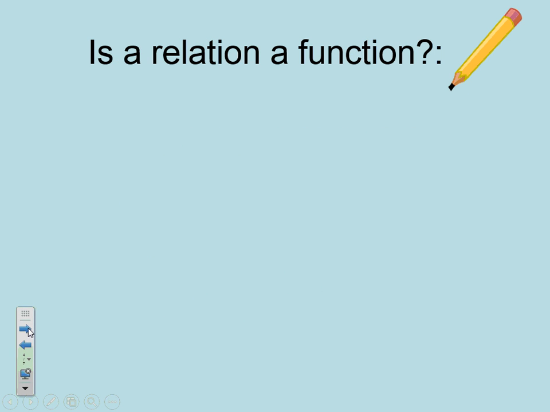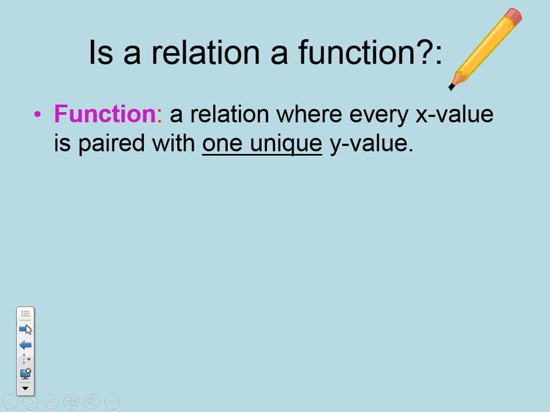So the next thing we need to remember is this whole idea of functions. Functions, we use that word quite a bit. What does that really mean? A function is a relation, so it's one of those x-y relationships where every x is paired with one unique y value. This is very important. We've been talking about linear functions, absolute value functions. So every time we talk about the word function, what are we really meaning? We're saying that it's a special relation where every x value is paired with one unique y value.